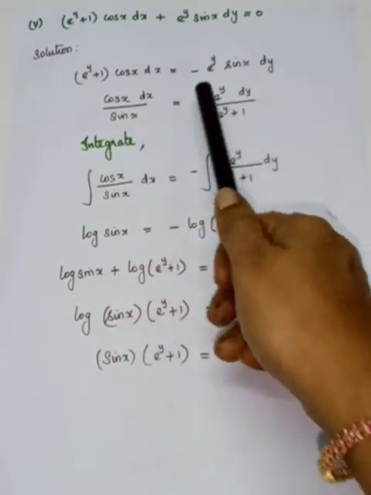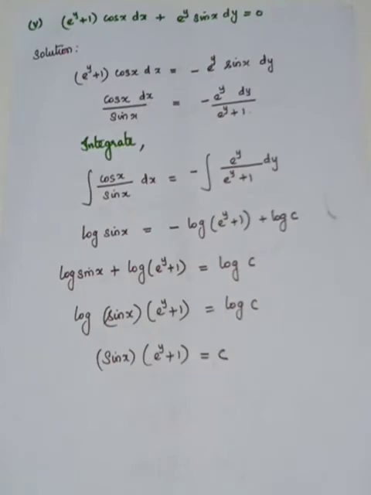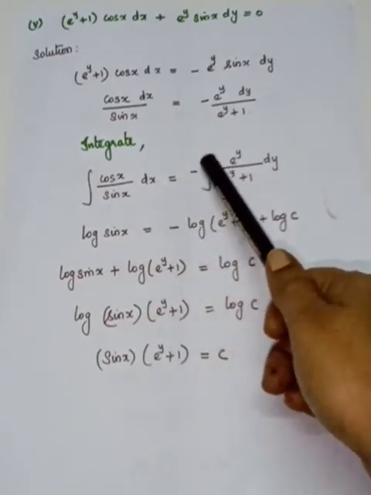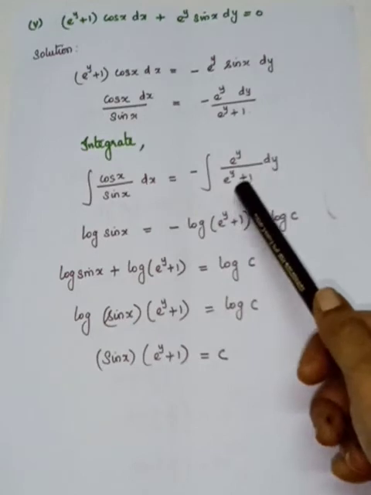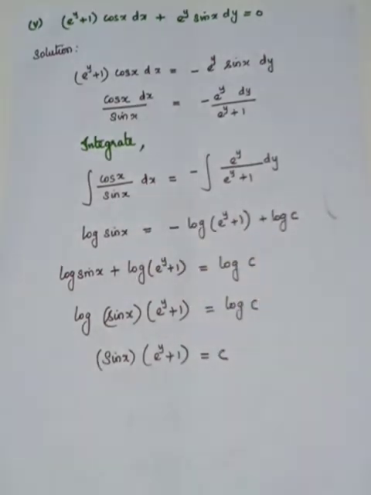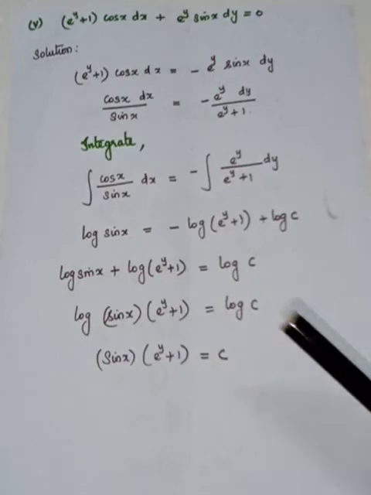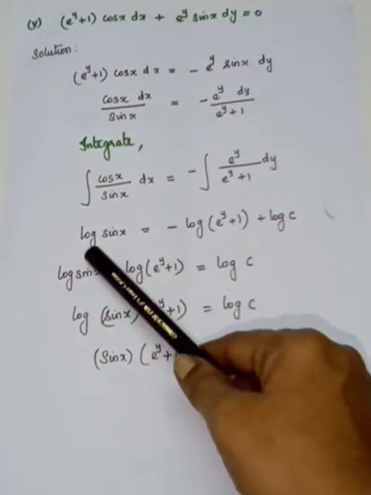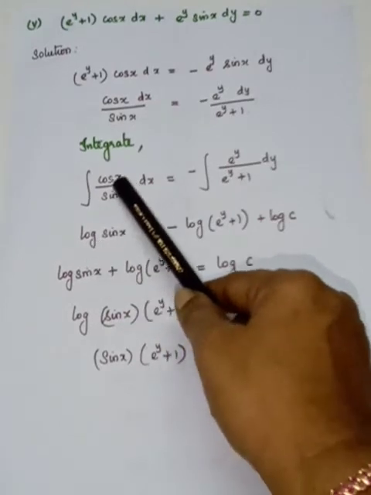So it is in the denominator. So now on the left side you have x, on the right side you have y. So you have to integrate on both the sides. So integral cos x by sin x dx is equal to minus integral e power y divided by e power y plus 1 into dy. You see that in the denominator you have sin x. What is the differentiation of sin x? It is cos x. So it is in the form of integral f dash of x by f of x dx. So the answer is log of f of x. So log of sin x.